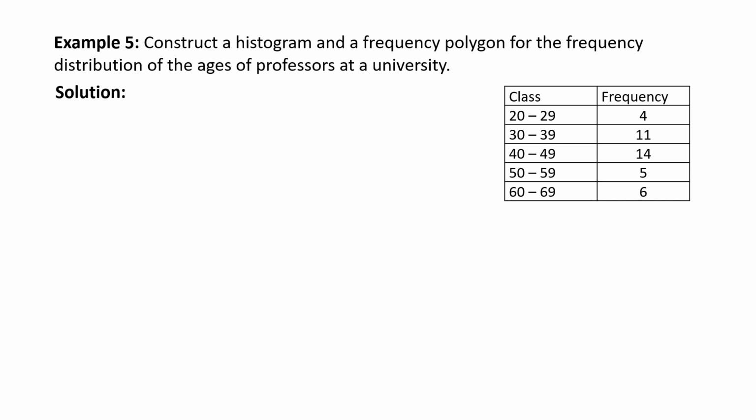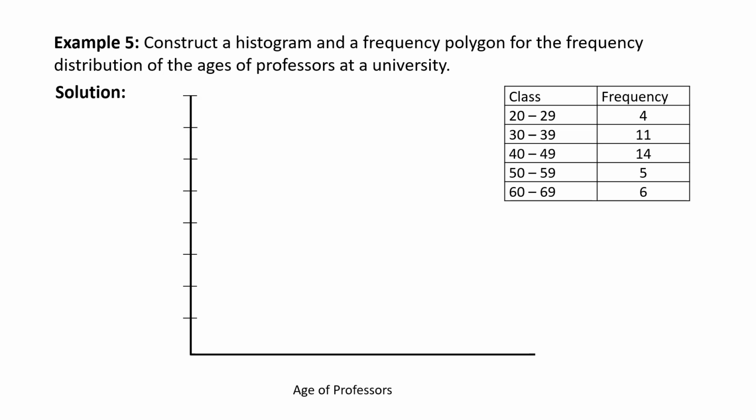To construct either a histogram or a frequency polygon, we begin by making the horizontal axis. Let's label that as the age of the professors. Then we'll make a vertical axis, and remember the vertical axis represents the frequency. Now let's put in some appropriate numbers.